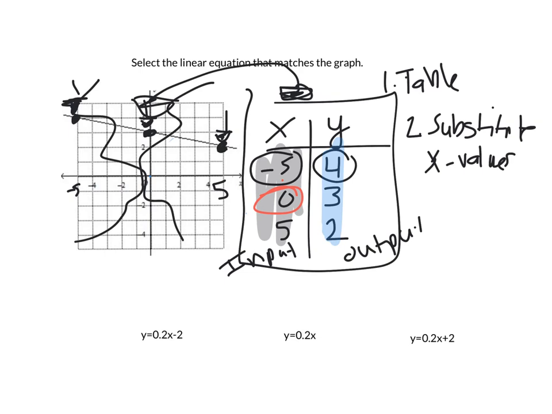So I'm going to plug in 0 into these equations. So for example, y equals 0.2 times 0 minus 2. So when I multiply 0.2 times 0, well, anything times 0 is going to give me 0. And then 0 minus 2 is equal to -2. So since it's not 3, that cannot be my equation. So let's look at the second one.